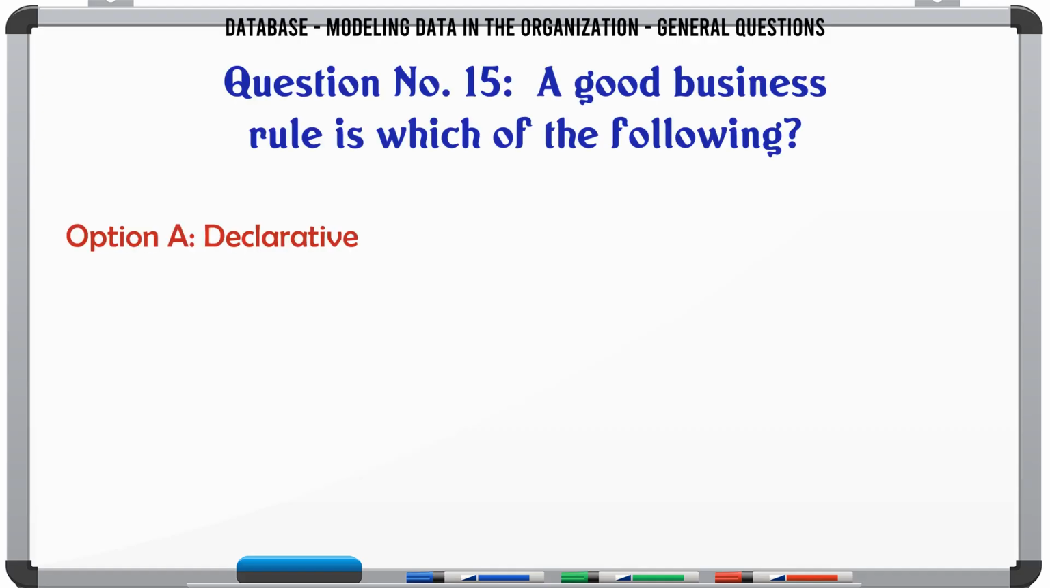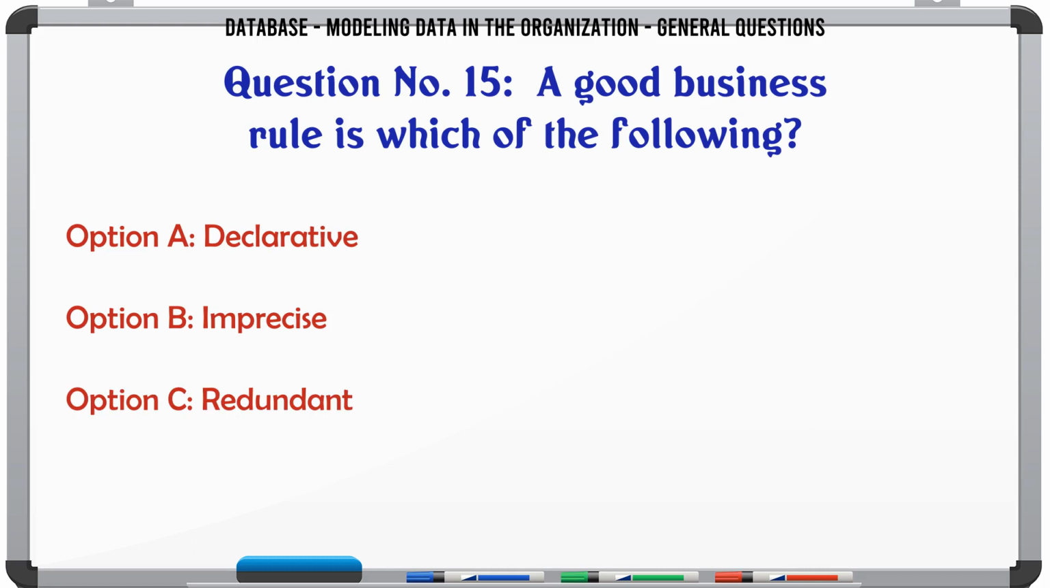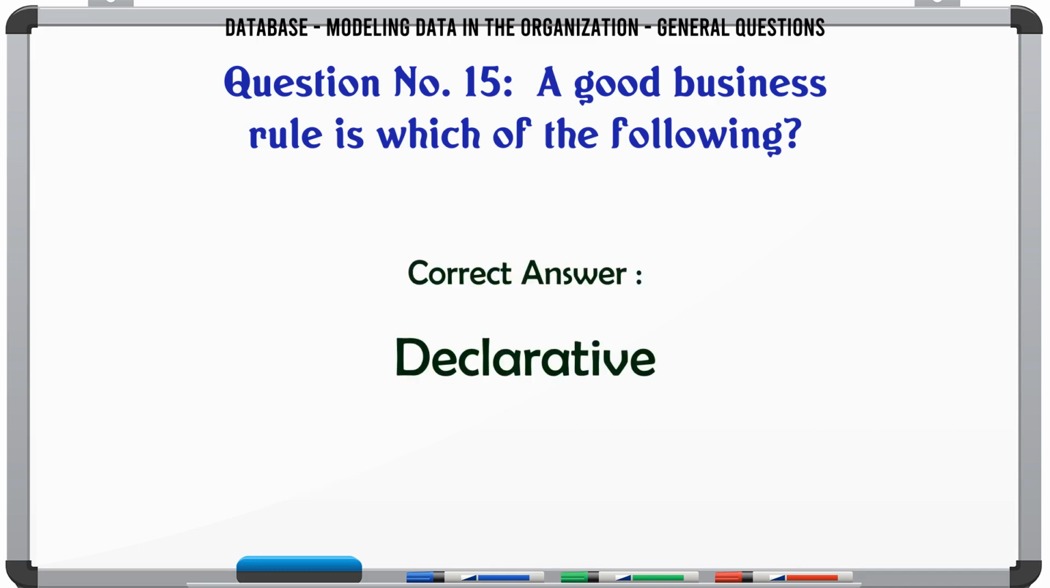A good business rule is which of the following? A. Declarative. B. Imprecise. C. Redundant. D. Compound. The correct answer is declarative.